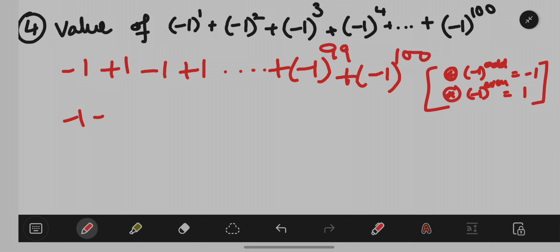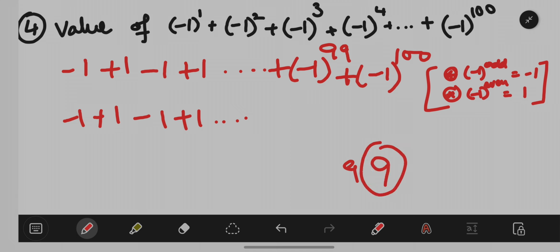Now I'm repeating it. Minus 1 plus 1 minus 1 plus 1 so on till minus 1 power 99. It is an odd number, right? 99. Here 9 is an odd number. So the entire number is odd. So it is minus 1. Minus 1 power 100 is plus 1.